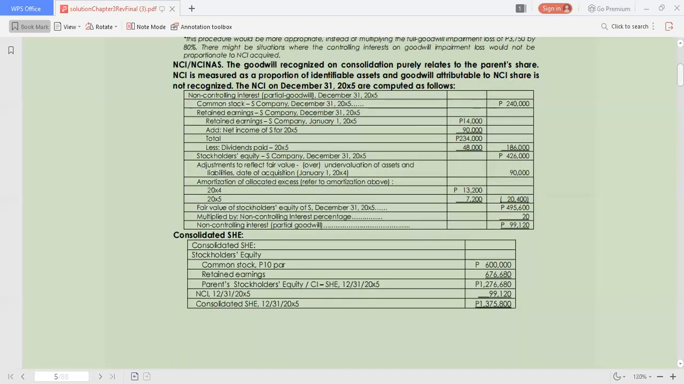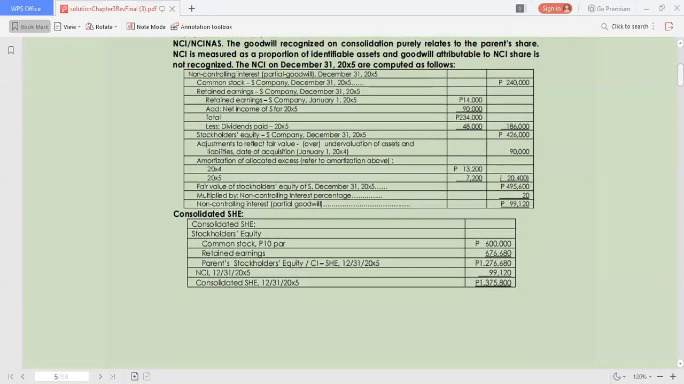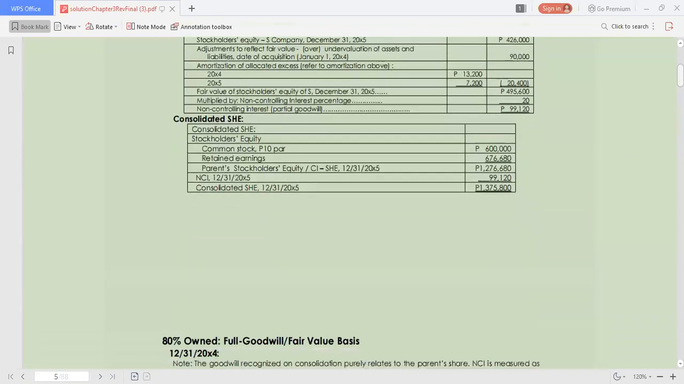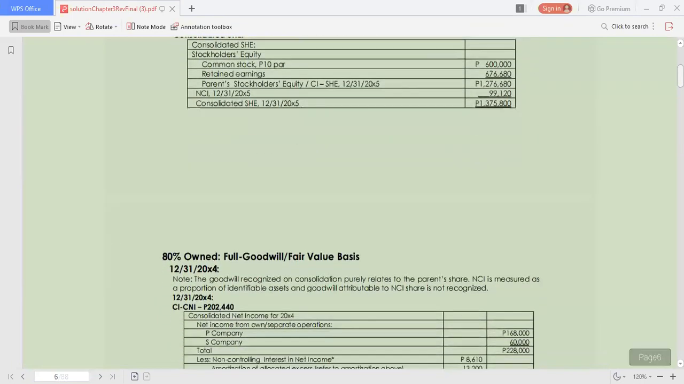Now we get the non-controlling interest, 99,120. The common stock at 10 par, then the retained earnings, the total of 1,276,680, and we have to deduct 99,120, the NCI under the partial goodwill approach, the consolidated stockholders equity for December 31, 20x5.